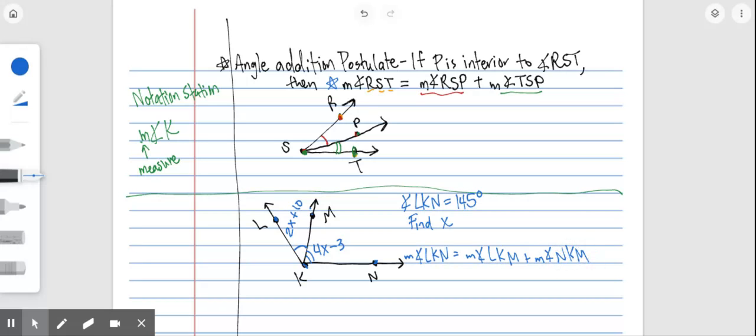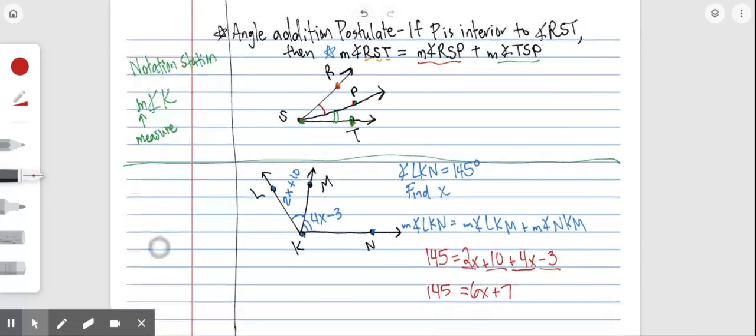Okay, so I'm going to now plug in these numbers that I have. So I know that the measure of angle LKN is 145 degrees. I know the measure of angle LKM is 2x plus 10. And I know NKM is 4x minus 3. Okay, so now I've got an algebraic problem to solve. First thing I'm going to do is combine like terms on the right-hand side. So I've got 2x plus 4x, which is 6x. And then I've got 10 minus 3, which is 7, equals 145.